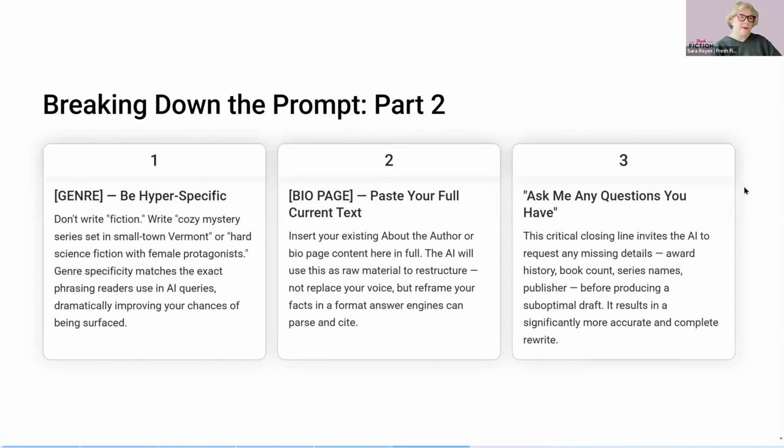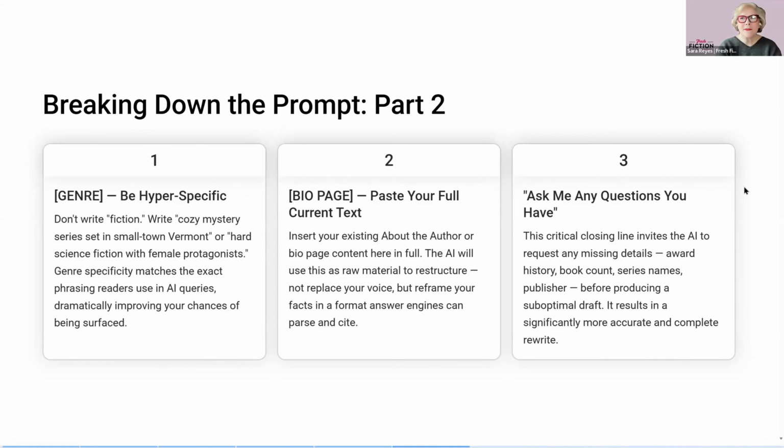Okay, the second part of the prompt is the genre. You want to be hyper specific. You don't want to just write fiction. You wouldn't even want to write Christian fiction. You wouldn't even want to write contemporary romance. You want to be as specific as possible. So, cozy mystery series set in small town Vermont. Southern women's fiction set in Alabama, Georgia, on the coast, low country. What is it? Low country? Yeah. Or hard science fiction with female protagonists.